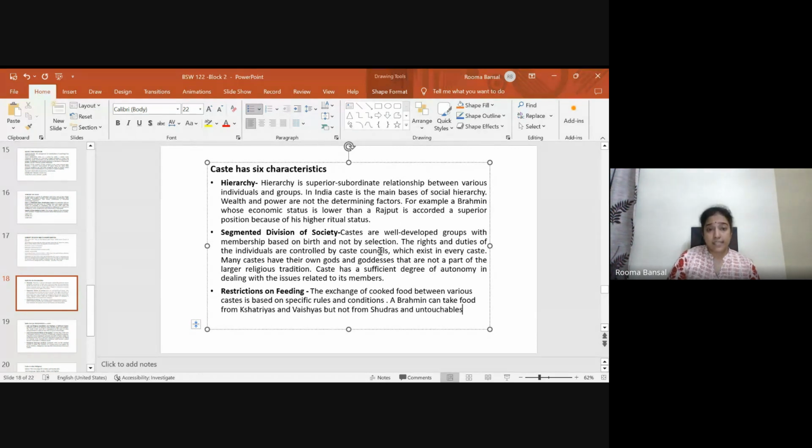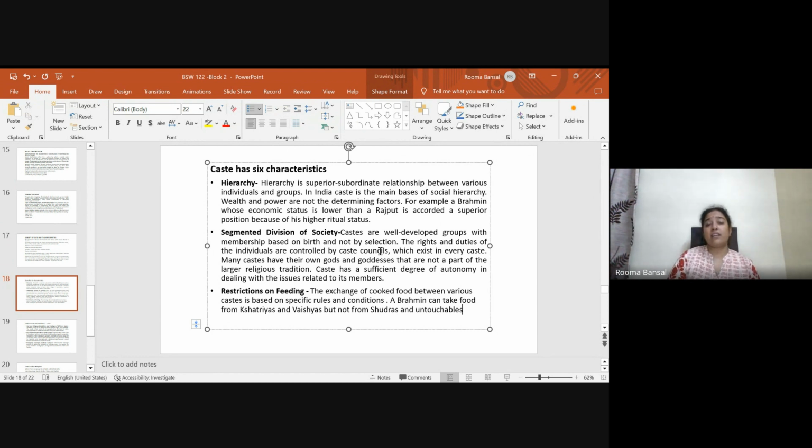It is not necessary for people who belong to other communities or other religious traditions that they should also follow the same god or goddesses. And caste has a sufficient degree of autonomy in dealing with issues related to its members.